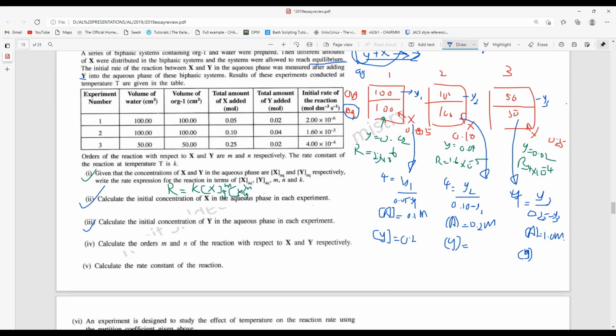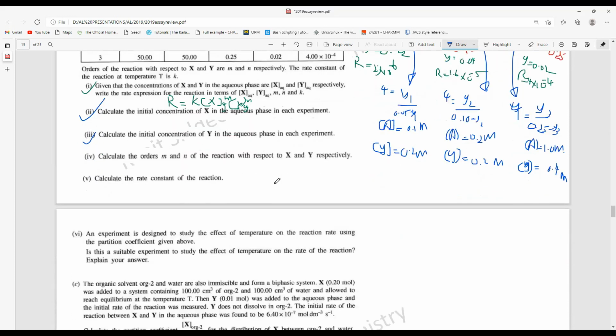Here it will be 0.4 because it is twice. And here it is lower, but the volume is different. So it will be 0.4 here. And so these are the concentrations that I have here. Calculate the orders m and n of the reaction with respect to x and y respectively.